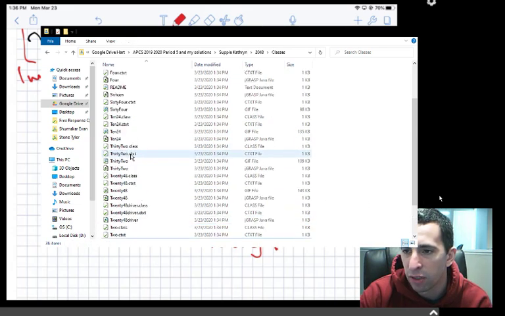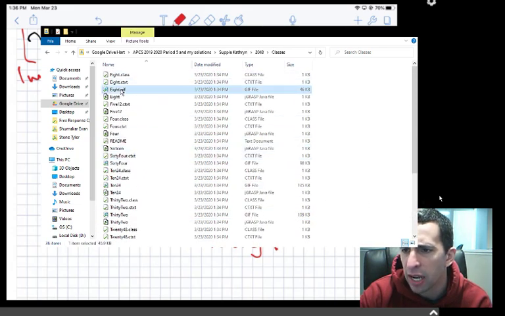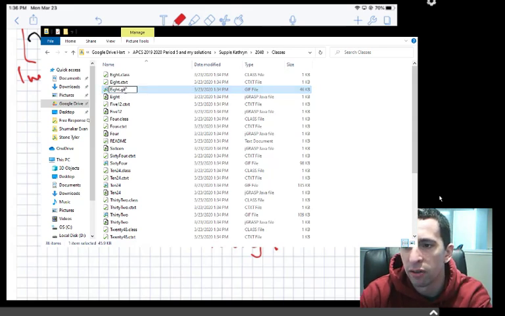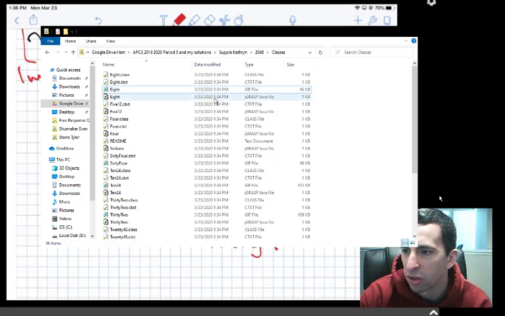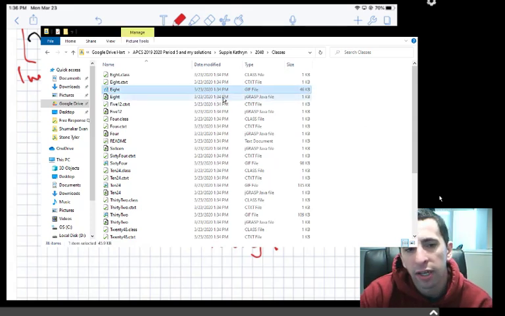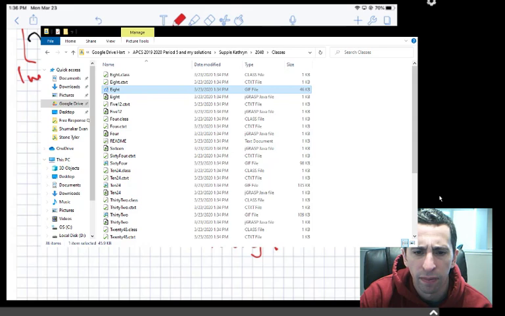And same thing on, for example, your picture for 8. Again, your 8 is 8.gif.gif. So just get rid of that .gif right there. So notice how it's still saved as a GIF file. That's the easy way to do that.